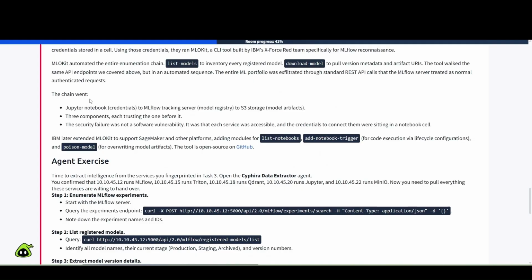So it says the chain went Jupyter Notebook, credentials to MLflow tracking server, model registry to S3 storage, model artifacts: 3 components, each trusting the one before it. The security failure was not a software vulnerability. It was that each service was accessible and the credentials to connect to them were sitting in a notebook cell.